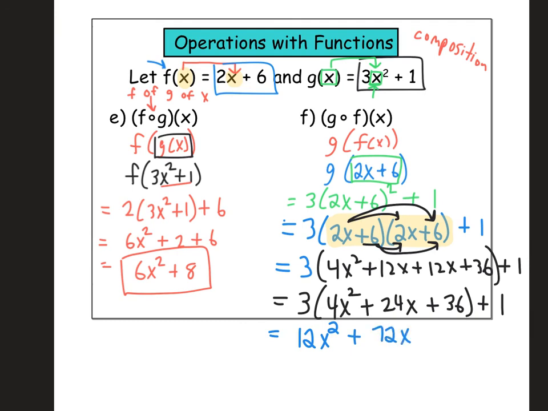3 times the 36, let me just make sure, I think it's 109. 108, sorry. Plus 108. And then there's a plus 1 sitting on the outside as well. And our final answer is 12x squared plus 72x plus 109. Okay, so that is composition of functions.